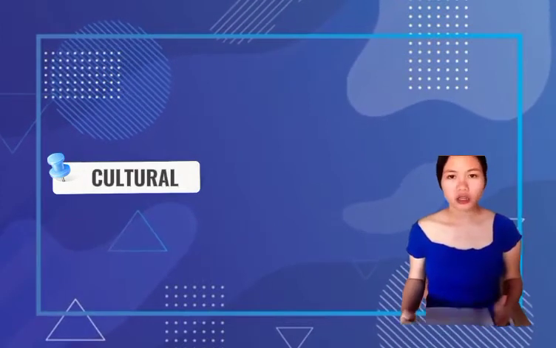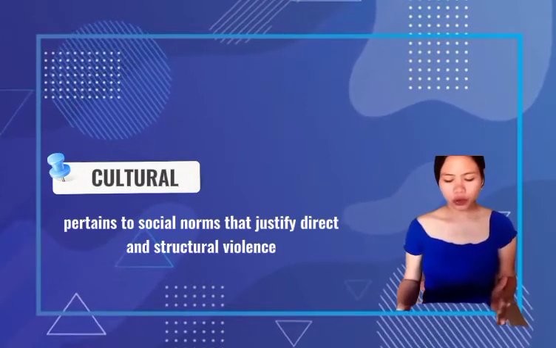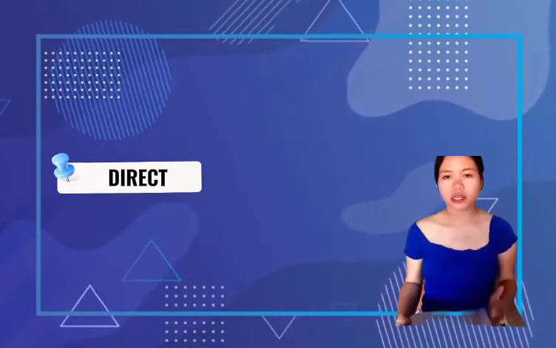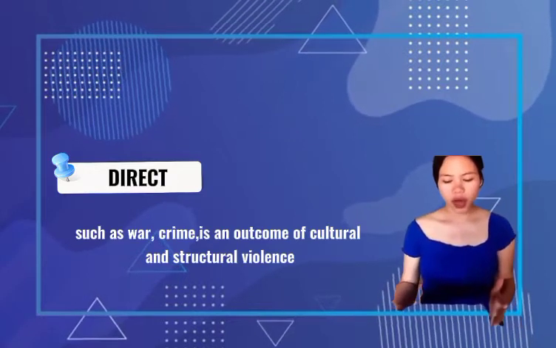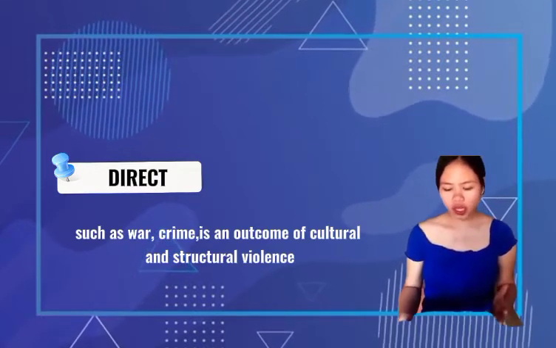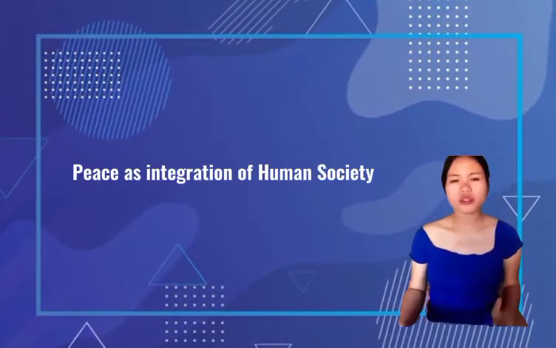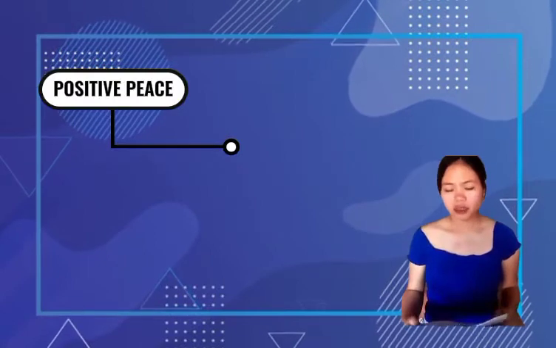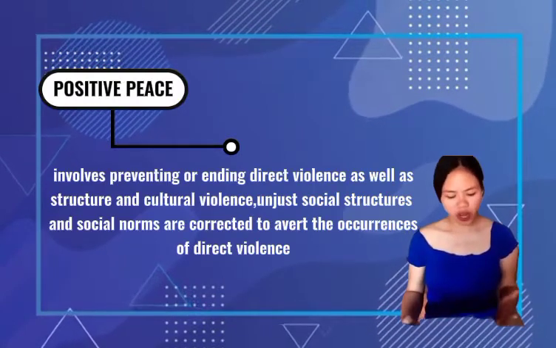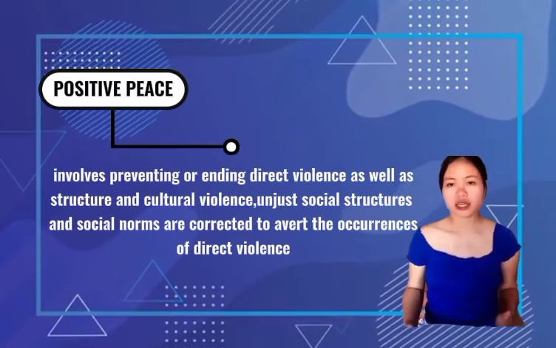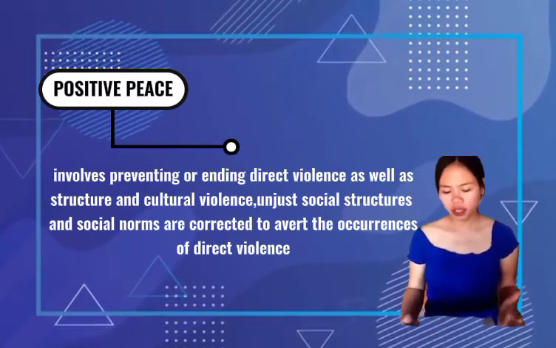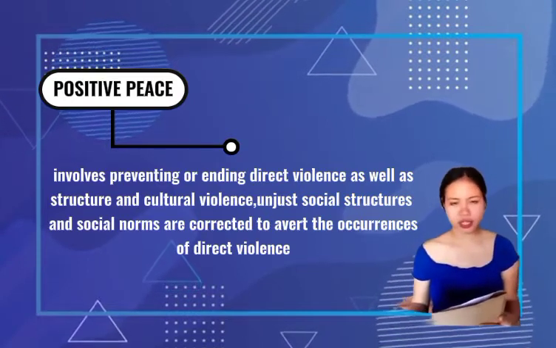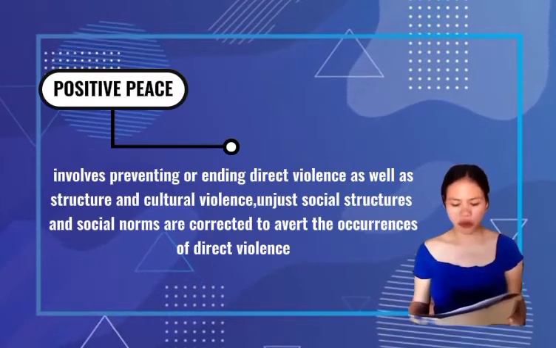The second one is cultural, which pertains to the social norms that justify direct and structural violence. And the last one is direct, such as war and crime, which is an outcome of cultural and structural violence. Galtung described peace as an integration of human society. Positive peace involves preventing or ending direct violence as well as structural and cultural violence. Unjust social structures and social norms are corrected to avert the occurrences of direct violence.